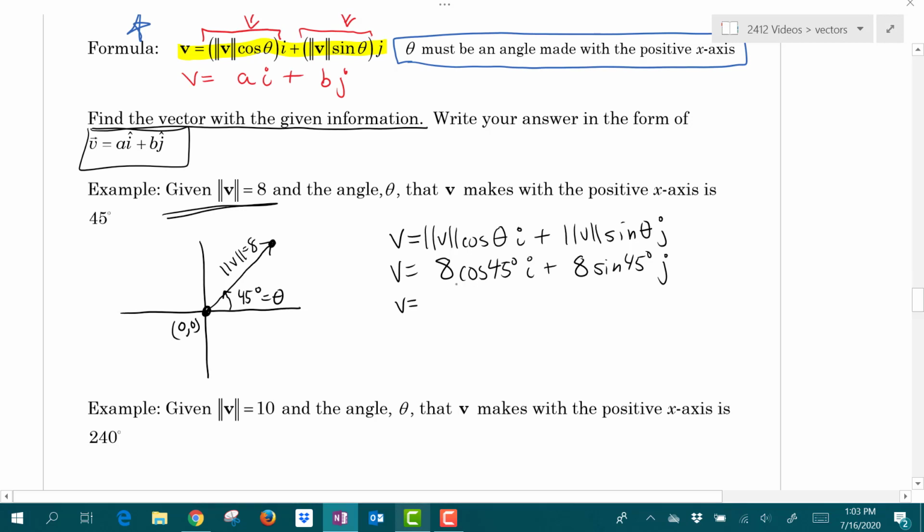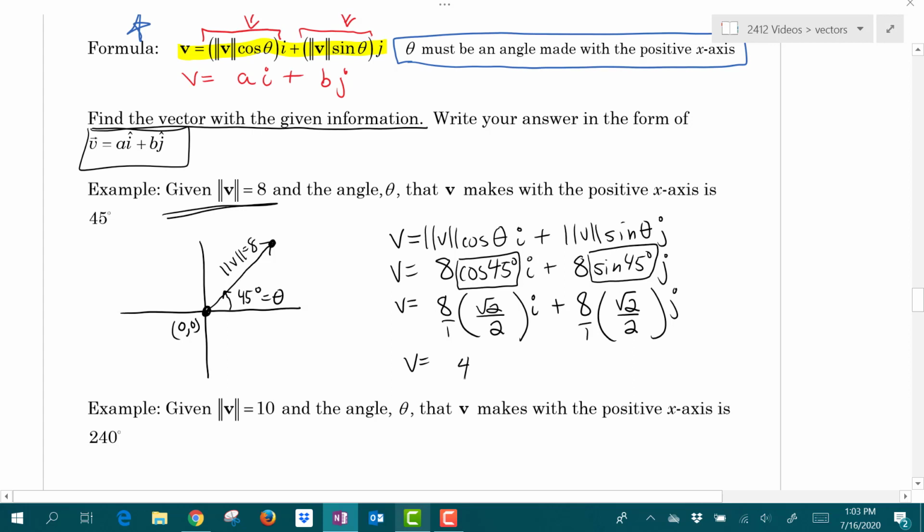So the exact value would be using the unit circle to calculate the cosine and the sine of that given angle. So that would be 8 times the ratio plus 8 times the ratio. You want to make sure here, sine and cosine are going to go away because we're finding cosine of 45 degrees. That's quadrant 1, so that would be a positive square root of 2 over 2. And sine of 45 degrees, also quadrant 1, so positive square root of 2 over 2. And we're going to simplify that by canceling common factors. Think about that as 8 over 1, 2 goes into 8 4 times, so that's 4 times the square root of 2 i plus 4 times the square root of 2 j.